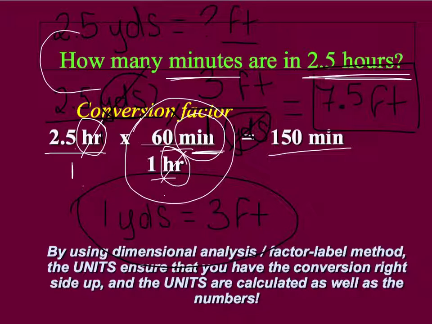By using dimensional analysis, which is also sometimes called the factor label method, the units are ensuring that you have the conversion right side up. That's why we put the hours on the bottom. And the units are calculated as well as the numbers. So it's really important in dimensional analysis that everything you write has a number and a unit both together.